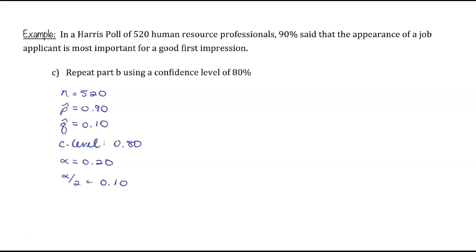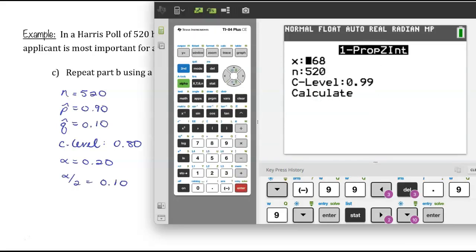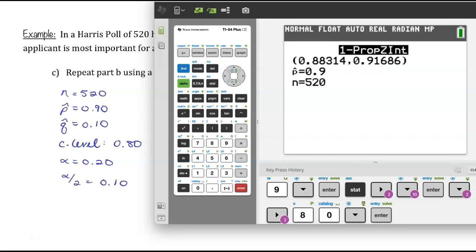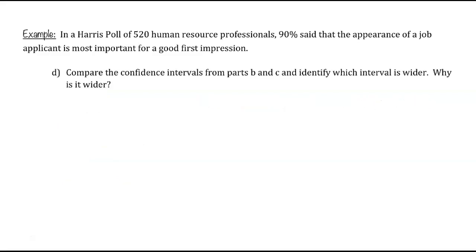Let's use our calculator again to calculate this confidence interval. Starting with the 1PropZInt function, we still have X is 468 and N is 520, but we'll change our confidence level to 0.80. And when we calculate the interval this time, we find the range of values is from 0.88 to 0.92. In other words, this time, we believe that the population proportion is between 0.88, or 88%, and 0.92, 92%. The last thing we'll do with this example is compare the 2 confidence intervals that we just calculated.